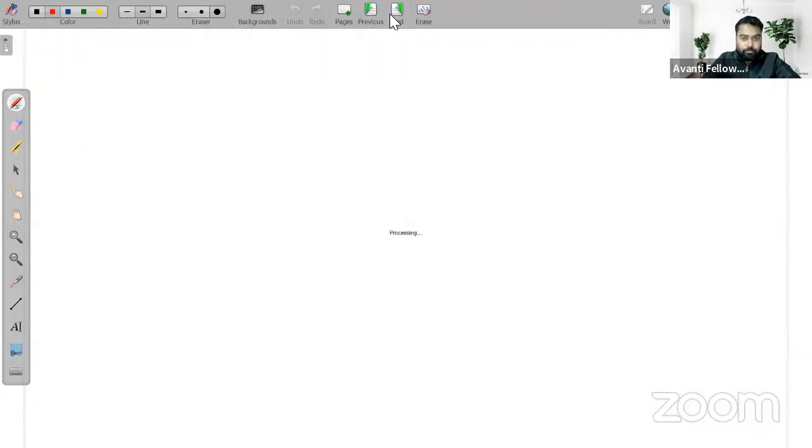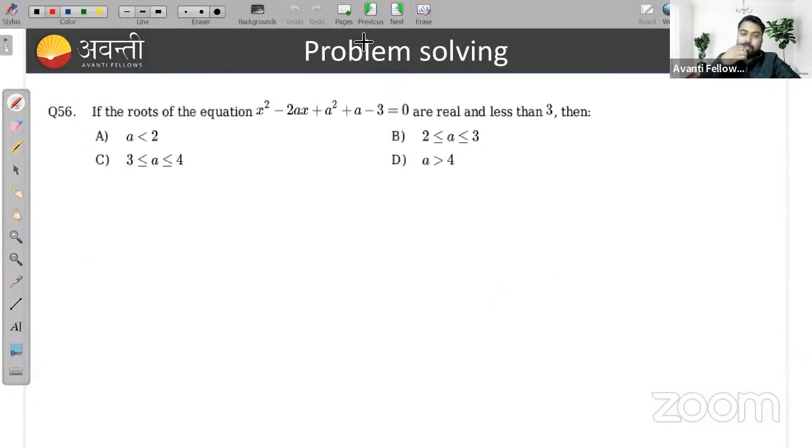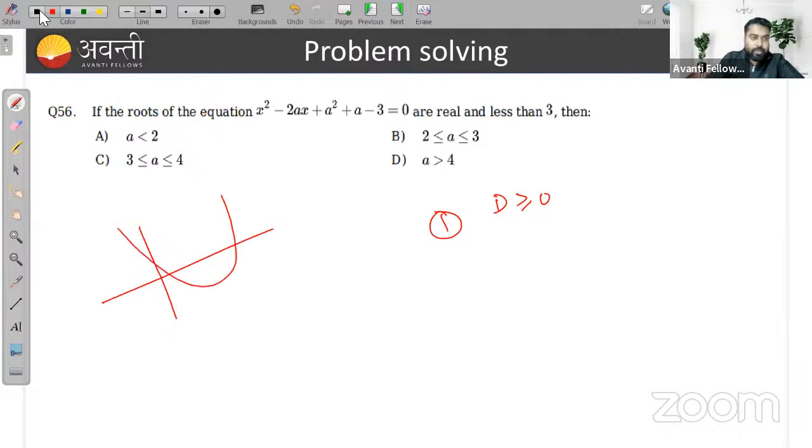Okay. Now, this is another question here. If the roots of the equation are real and less than 3, then, the question is asking if the roots of these equations are real. That means D is greater than or equal to 0, right? And less than 3. If you draw the graph, roots are real and less than 3.